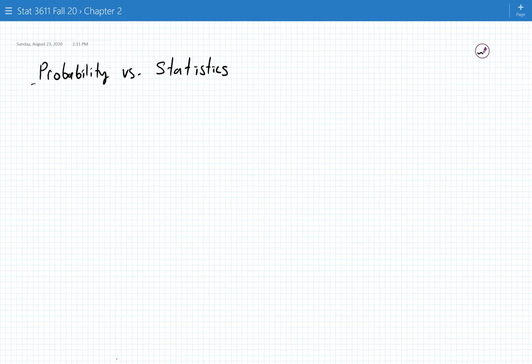Probability versus statistics. Are they different? It's not uncommon for us to have a hard time putting that into words. What's the difference between probability and statistics?